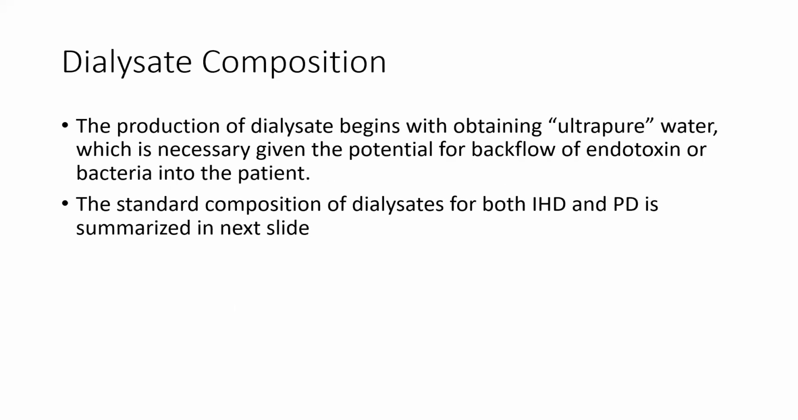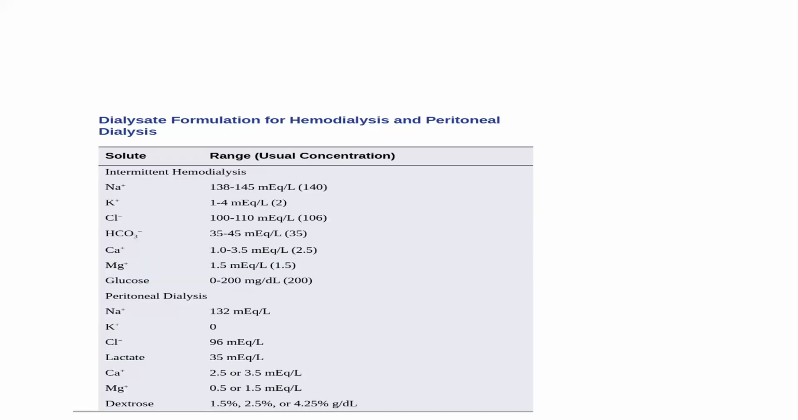Dialysate composition. The production of the dialysate begins with obtaining ultra-pure water, which is necessary given the potential for backflow of endotoxin and bacteria to the patient. The standard composition of dialysate for both IHD and peritoneal dialysis is summarized in the next slide. The dialysate formulation for hemodialysis and peritoneal dialysis.